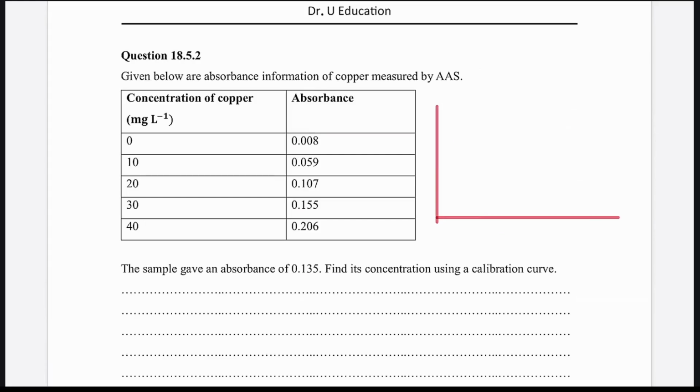Your x-axis is concentration in mg per liter, right? So your y-axis is absorbance. It's just this. Then you get something like this, right? So the question is saying absorbance 0.135. Suppose 0.135 is here. Then find this value. That's it. You have to plot it. You have to graph it.